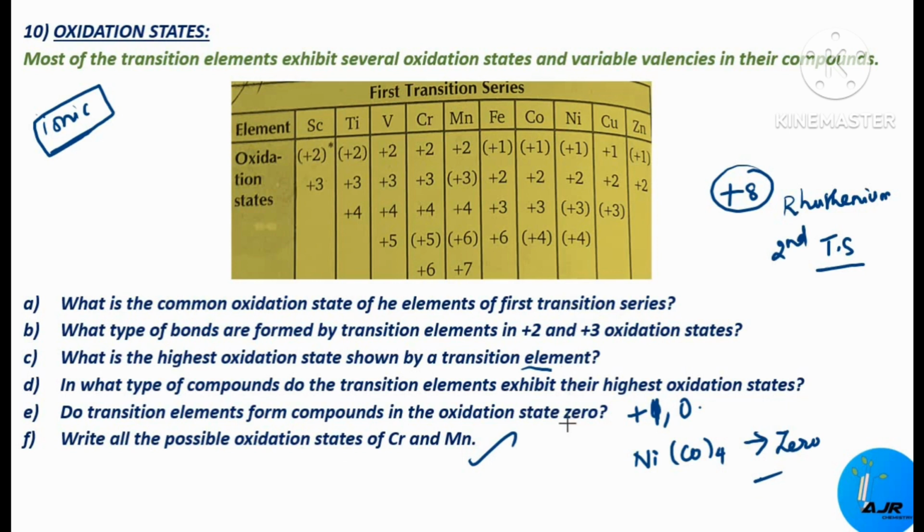Right. Write all the possible oxidation states of chromium and manganese. See, I have discussed the important questions coming under oxidation states of d block. So write all the possible oxidation states of chromium. It's very important to learn certain elements. See here: for chromium, plus 2, plus 3, plus 4, plus 5, plus 6; for manganese, plus 2, plus 3, plus 4, plus 6, plus 7. So these are the different possible oxidation states of chromium and manganese.